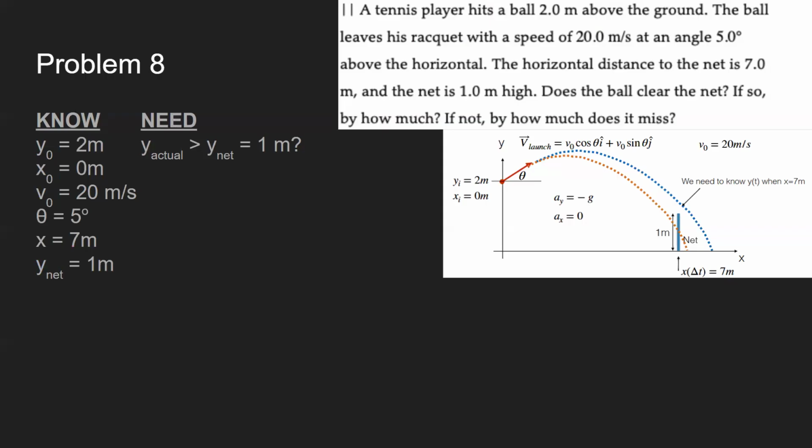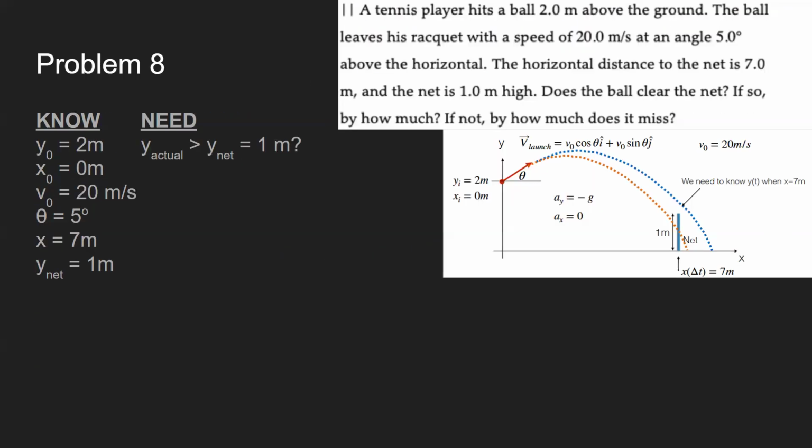So, what is this question asking? It's not super clear at first. Like, does it clear the net? Once again, just like the one, is he in jail? It's like a yes or no question, but it's saying if so, by how much. So really, we're just saying, is the position of the ball higher than the net, which is 1 meter, when it's at the position of the net? So is it higher than 1 meter? Yes or no? That's what the question is.